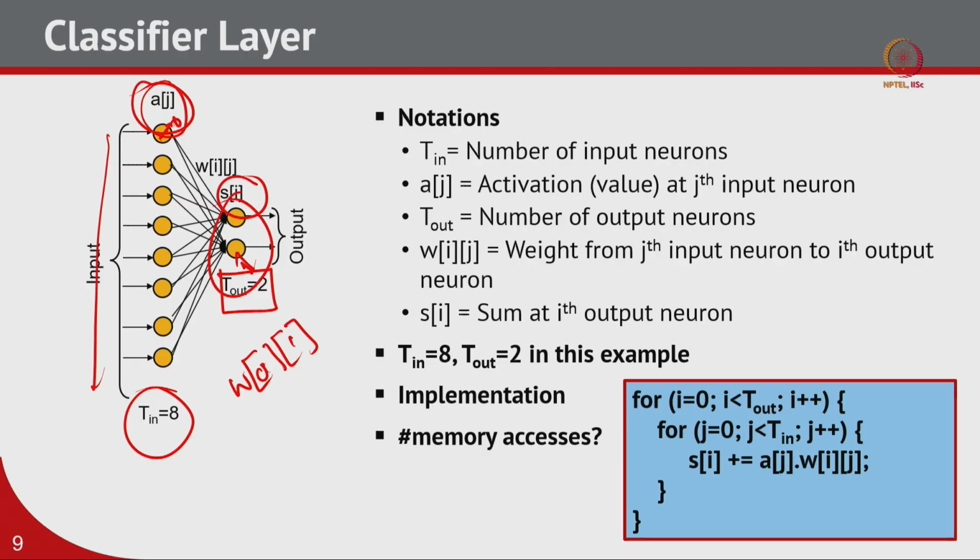Now, as I told, in this case T_in equals 8 and T_out equals 2. Implementing this is of course very simple. We can have a 2-layer nested for loop: for i equals 0, i less than T_out, i plus plus, and for j equals 0, j less than T_in, j plus plus, and S_i plus equals A_j times W_ij, right. So, S_0 will be nothing but W_00 A_0 plus W_10 A_1, and so on and so forth, right. That is how both the outputs will be computed, right.